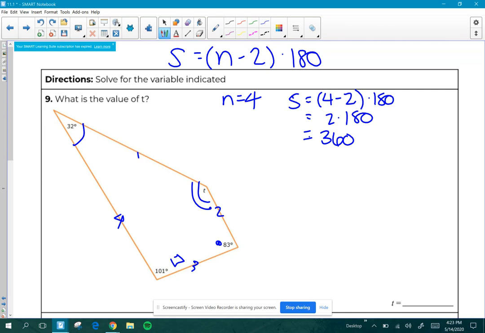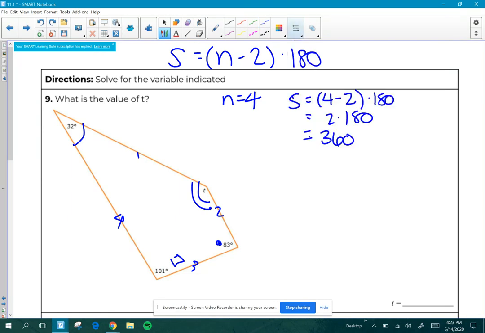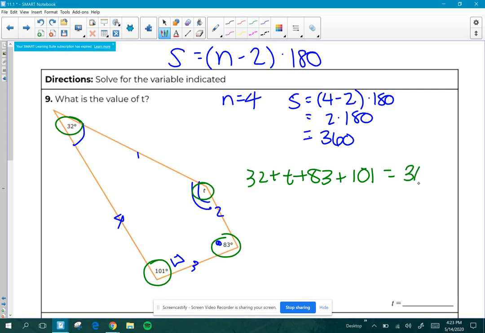So we did something similar with circles. We did something similar with triangles. What we're going to do is add every angle that we're given and set it equal to 360 degrees, because that's what they all should add to based on this formula. So I'm going to add 32 plus t plus 83 plus 101. And that should equal 360.